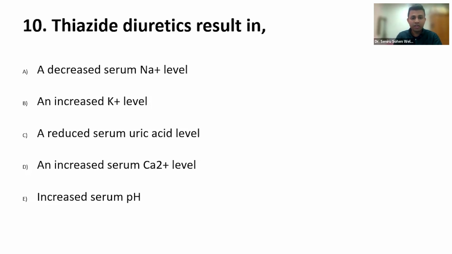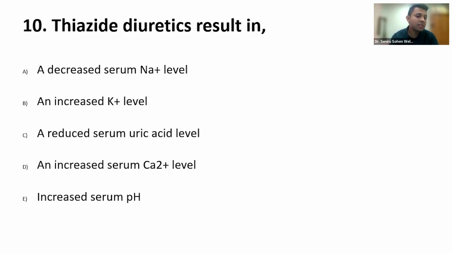So that is false. Thiazides cause increased serum calcium level. Yes, that is true. Thiazides can cause increased serum calcium level by stimulating the calcium reabsorption as well as causing hypocalciuria. And the last, so that is true.